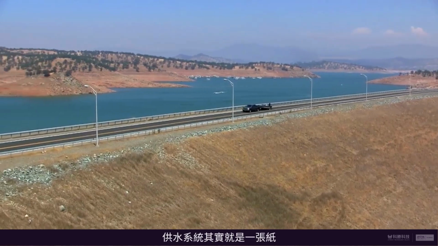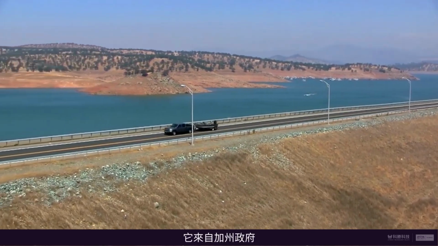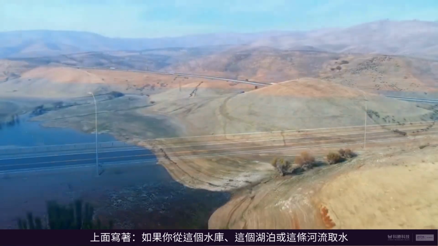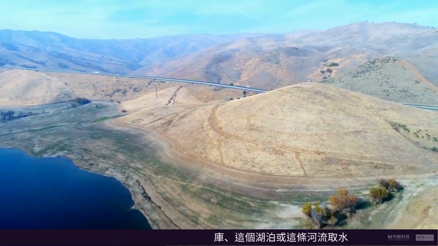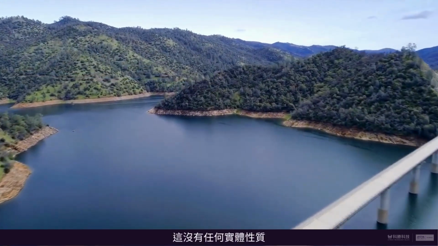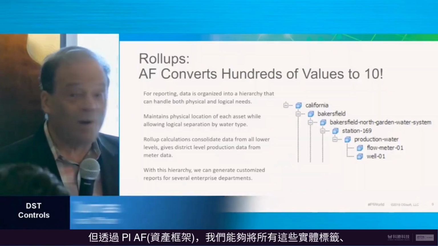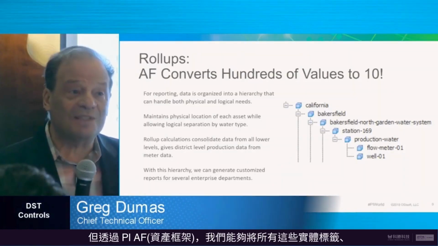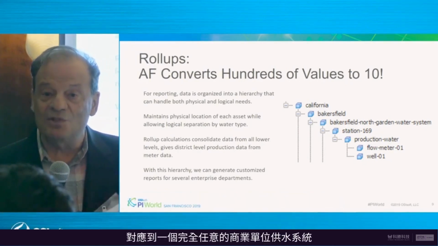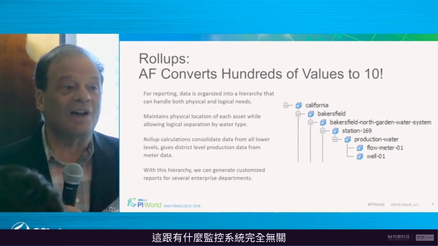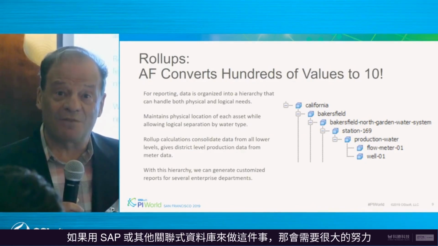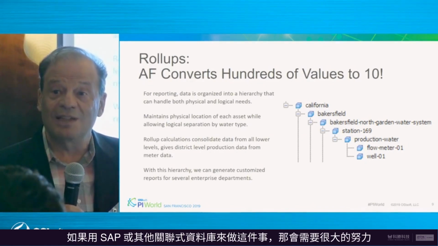A water system is a piece of paper. It comes from the state of California, and it says if you take water from this reservoir or this lake or this river, you have to tell us how much you took from it and its quality. There's nothing physical about that. But with PI-AF, we were able to take all those physical tags, all those SCADA tags, and map them to a business unit water system that was entirely arbitrary and had nothing to do with the SCADA system. That would take a lot of effort in SAP or any other relational database.